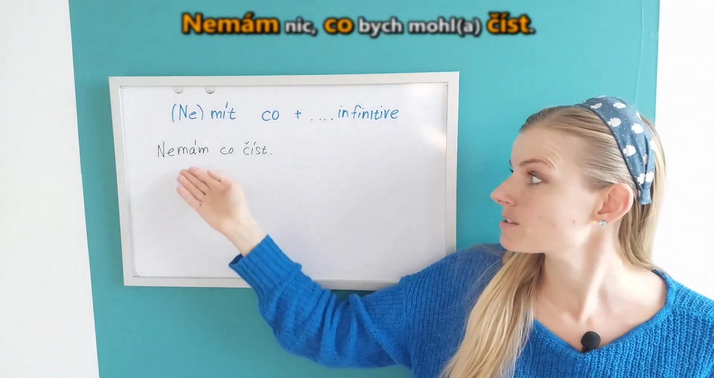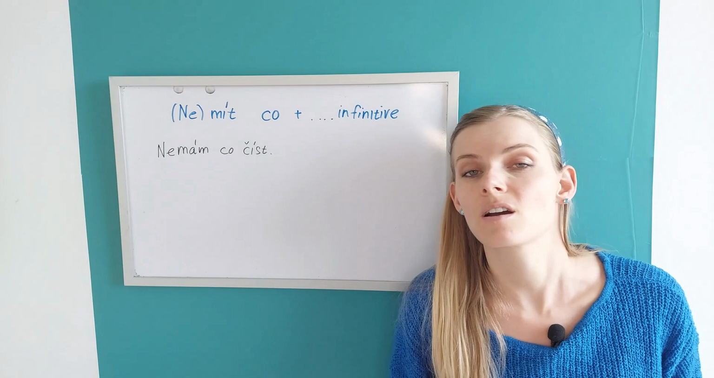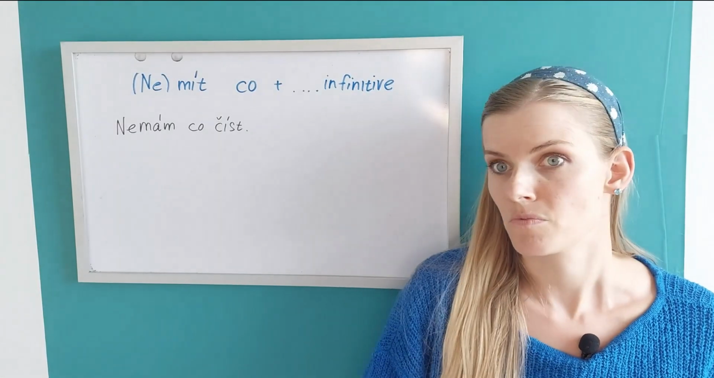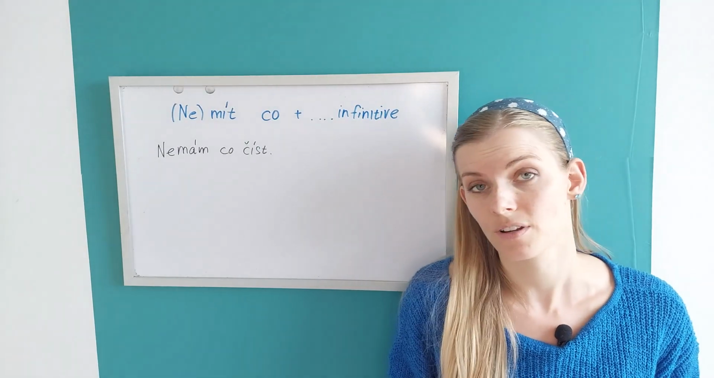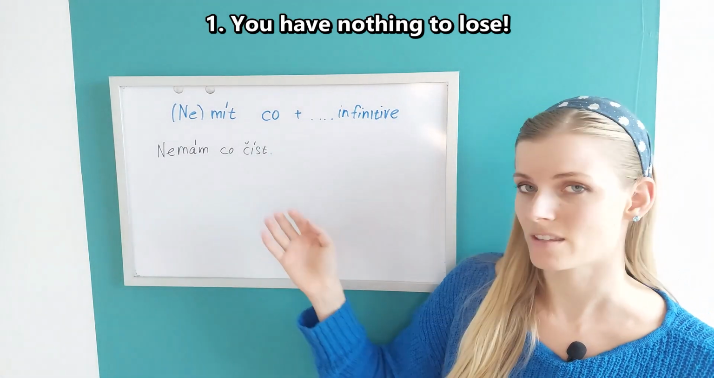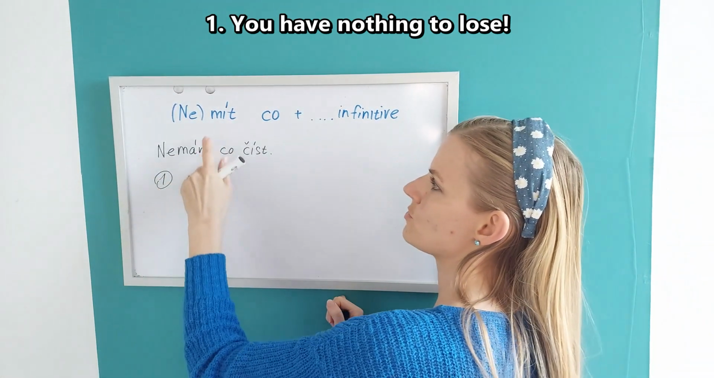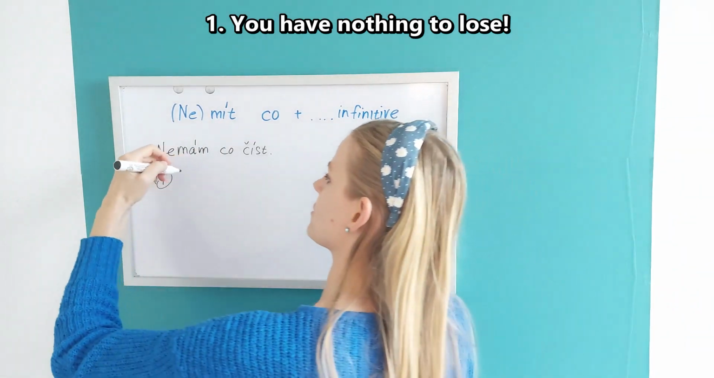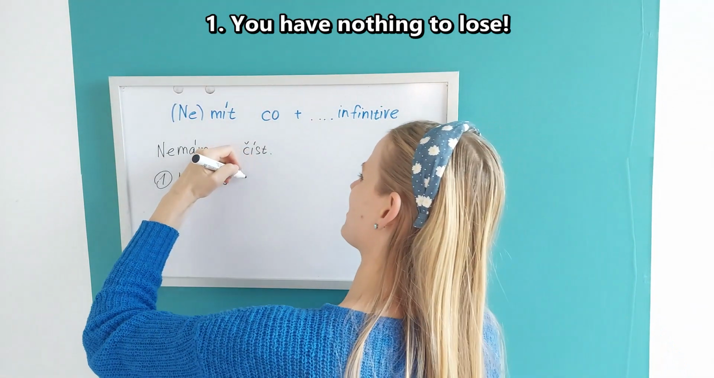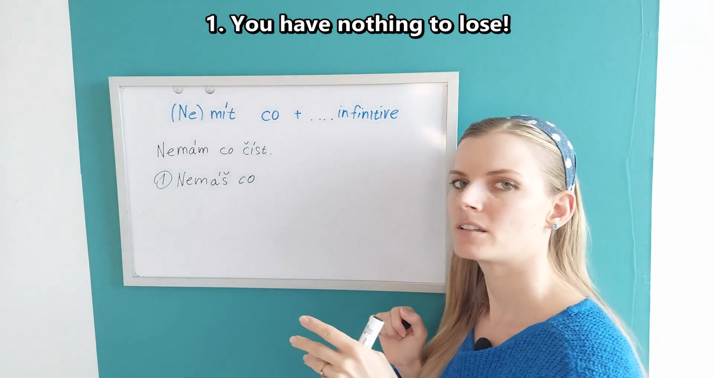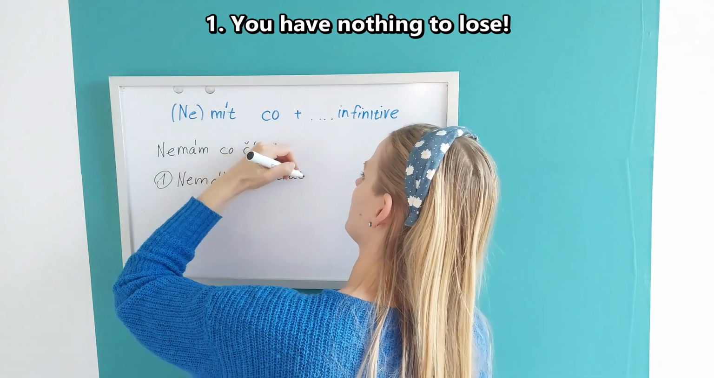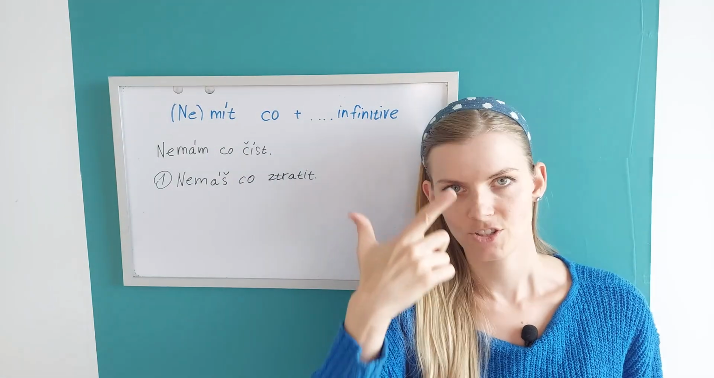So let's work with this construction and translate a couple of sentences from English to Czech. It is easier than you think. So, first sentence. You want to encourage your friend and you say, come on, you have nothing to lose. How do you say that? So we start by saying you don't have, which is nemáš. And then we say what to lose. Nemáš co. And how do you say lose? Ztratit. In this case, it's ztratit, not prohrát. Nemáš co ztratit.